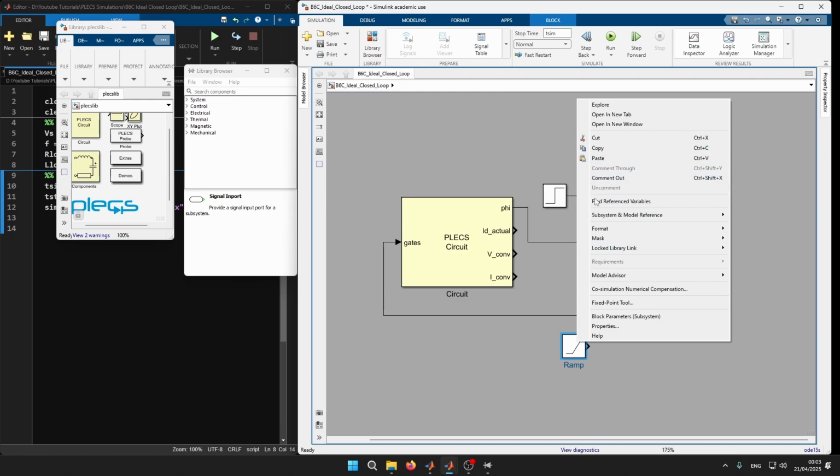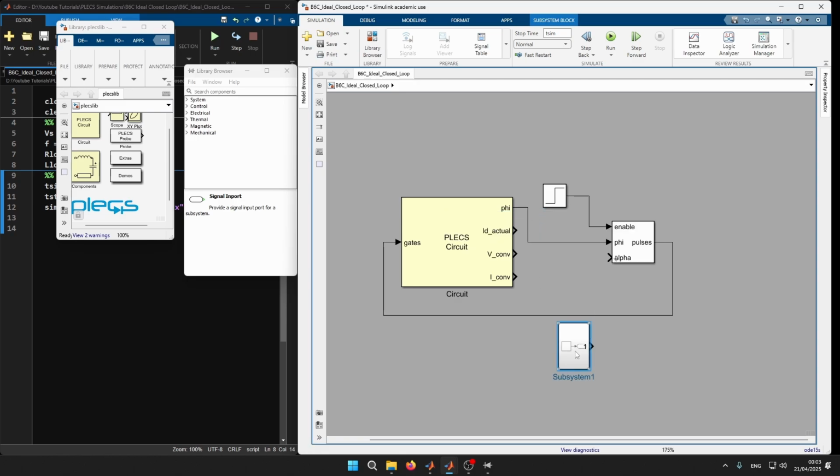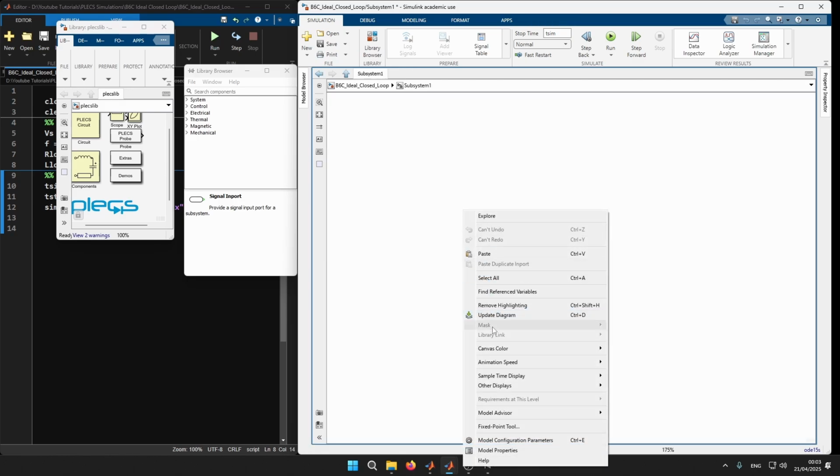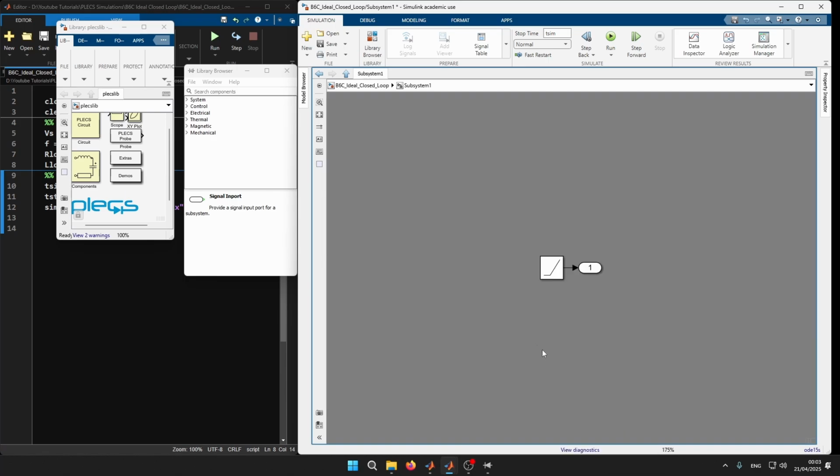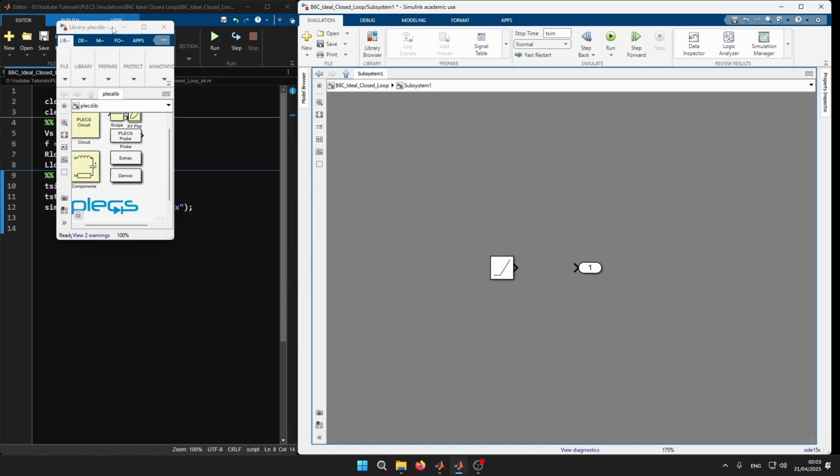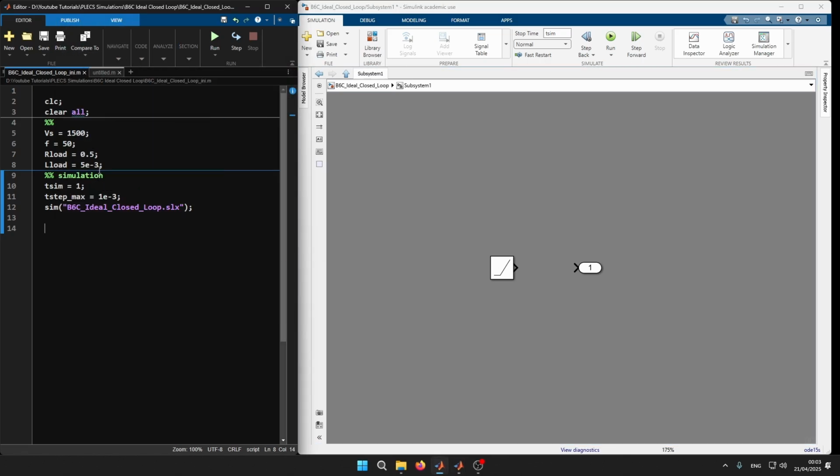That's why let's take a subsystem, create a subsystem out of it. I'll change the canvas color to gray, and then let's start building the reference waveform. So for the ramp generation, let's take the reference current waveform.